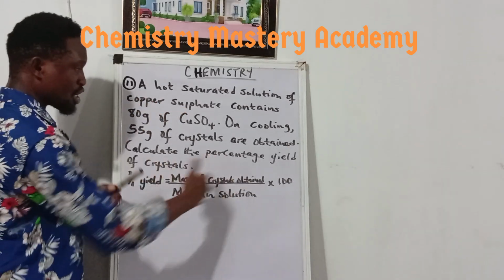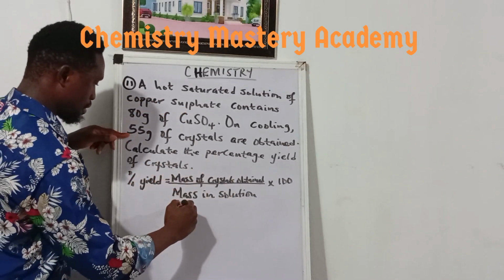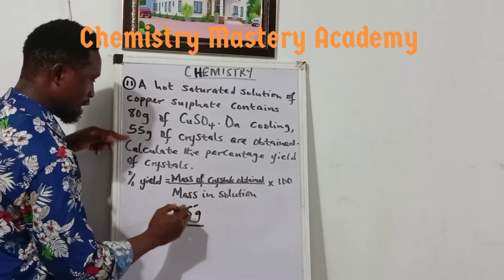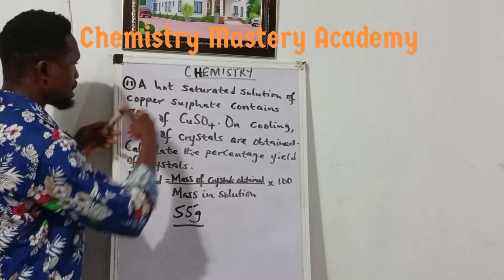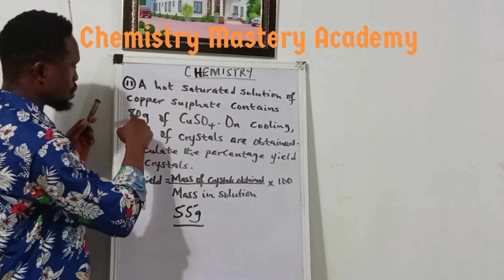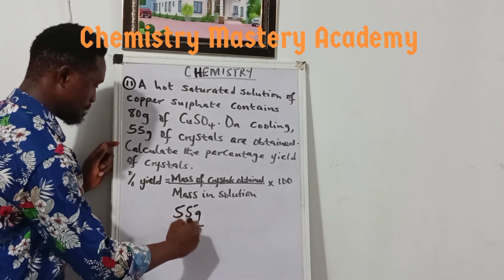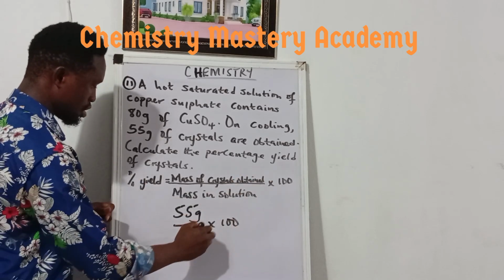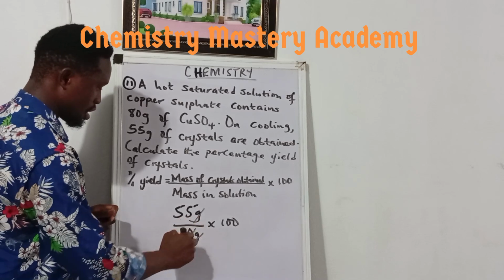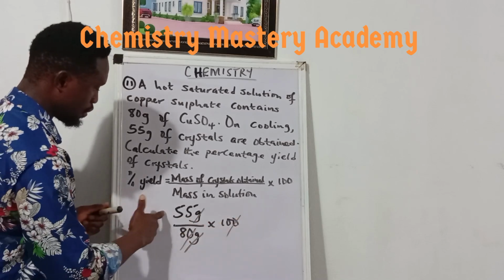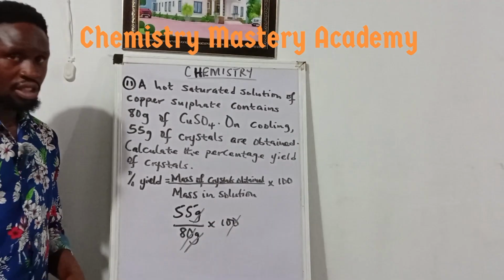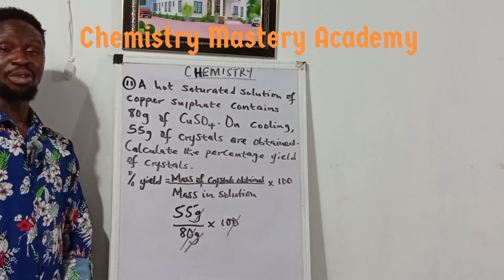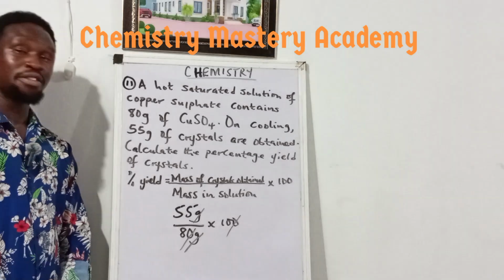So the mass of crystals obtained was 55 grams over the mass in solution. That is, the copper sulphate in the saturated solution is 80 grams, times 100. So this will cancel this, then 0 cancels 0, and then 55 divided by 8. That will give us what? So 55 divided by 8 will be what?